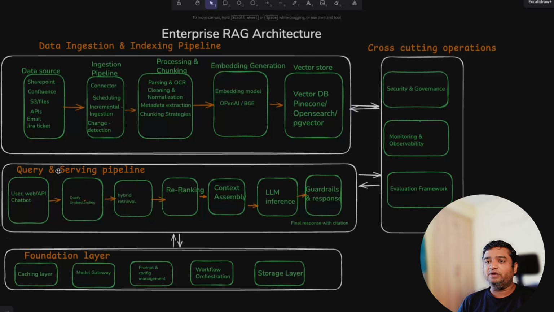Now we'll move to another pipeline, which is called the query and serving pipeline. The first is the user, who writes the query, the prompt actually. It can be through the web, an API, or a chatbot, any application which may be using this particular RAG application. So the first thing is to understand the query. The user may write the query in multiple ways, so there must be some mechanism which will rewrite the query in a better way, which your system will understand and can give a more accurate answer.